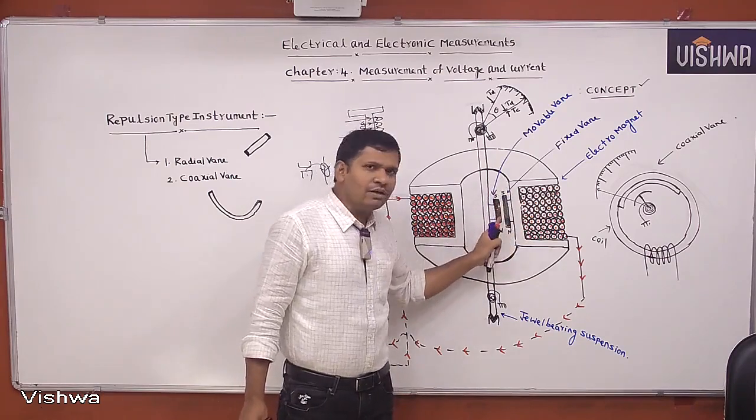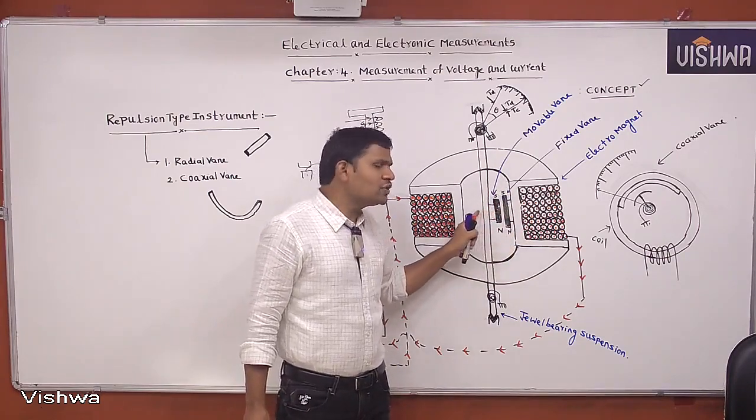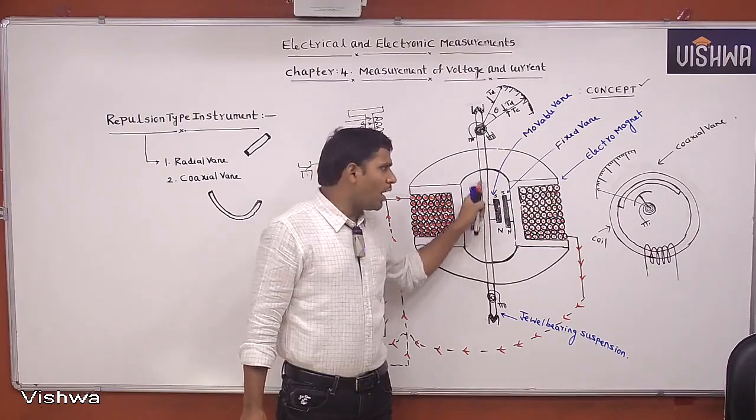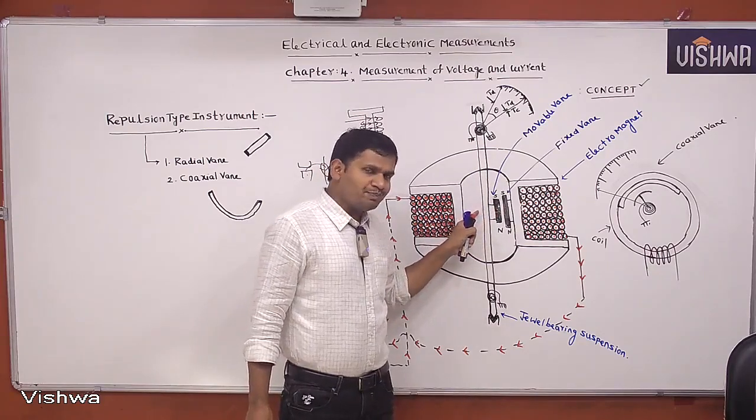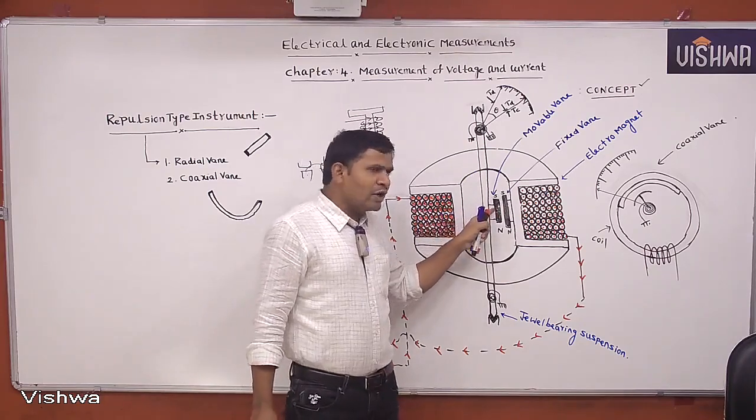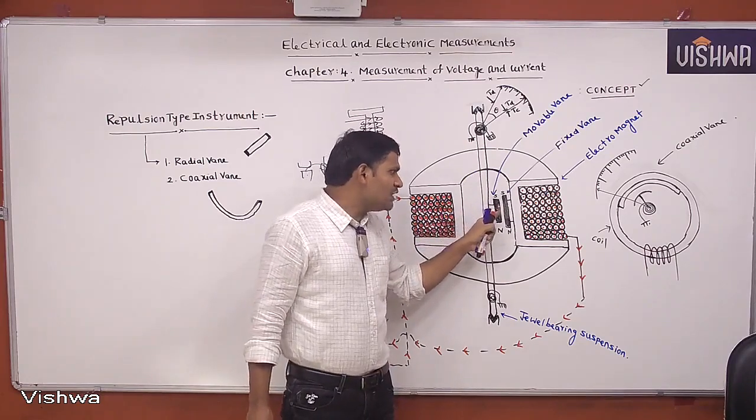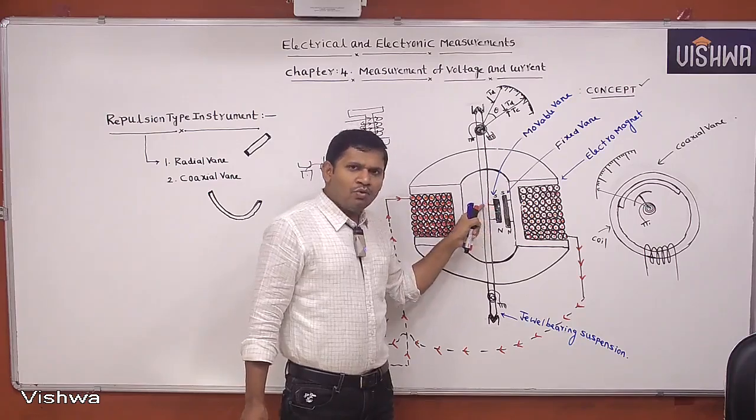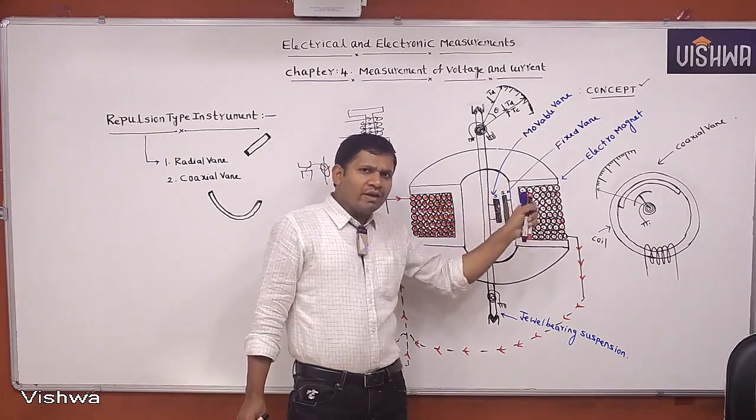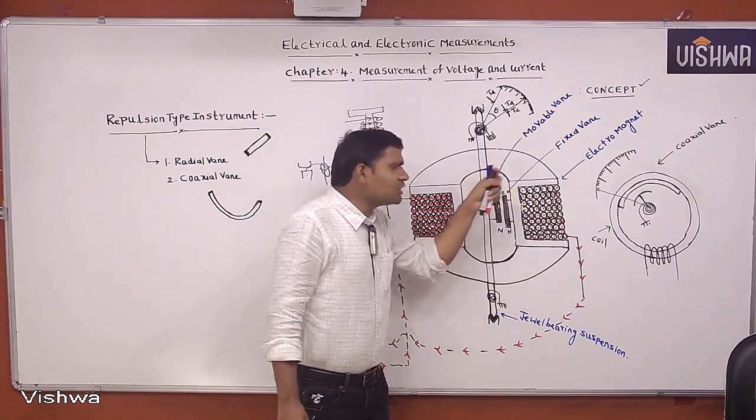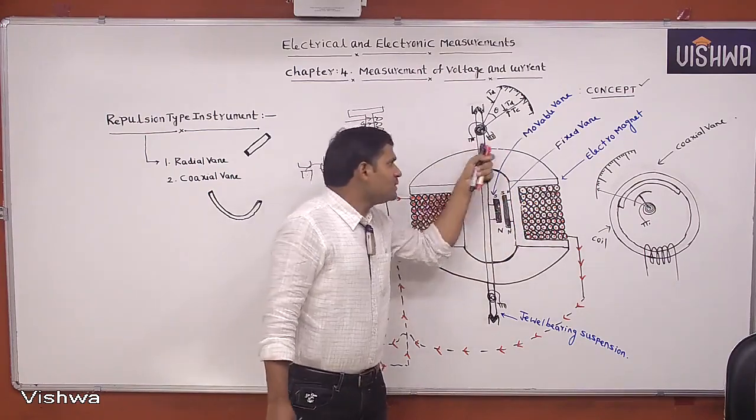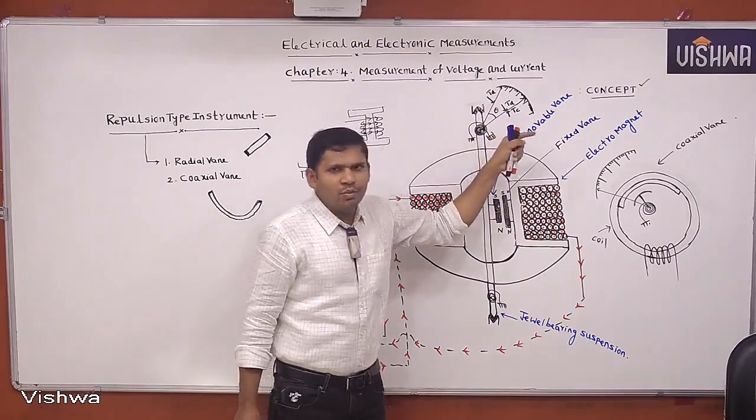One is fixed to the cylinder, another one is fixed to the spindle, the movable part. A spindle is the movable part. Because it is fixed to the spindle, due to repulsive force, a twisting force is produced on the movable vane, then the movable vane rotates. Once the movable vane is rotating, the spindle also rotates. When the spindle is rotating, the pointer moves on the scale.